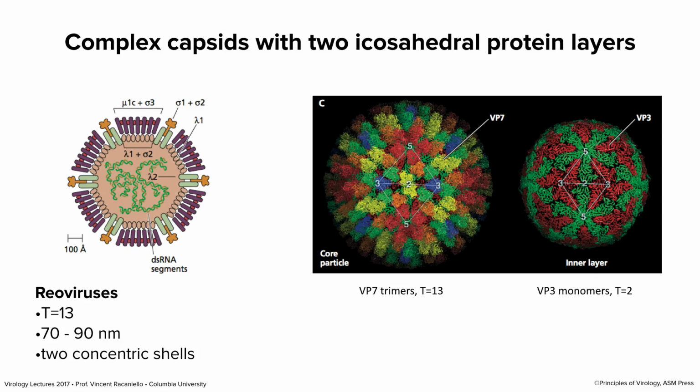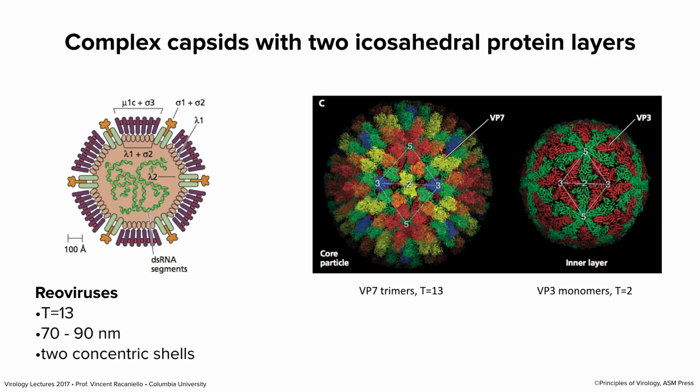There's an outer shell, which is made up of trimers of VP7, one of the capsid proteins. It's got a T=13 icosahedral symmetry, and you can see that on the diagram at the left. Those are the darker colored proteins. But then that surrounds a second icosahedral shell on the interior, which is colored in a lighter color. And that's a T=2 capsid made up of monomers of a different capsid protein, VP3.